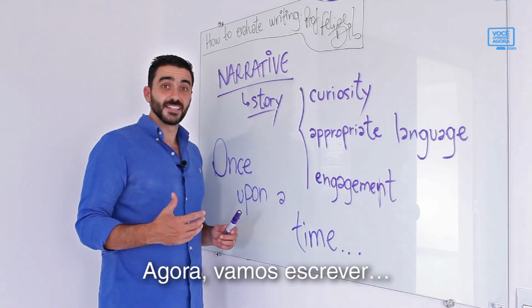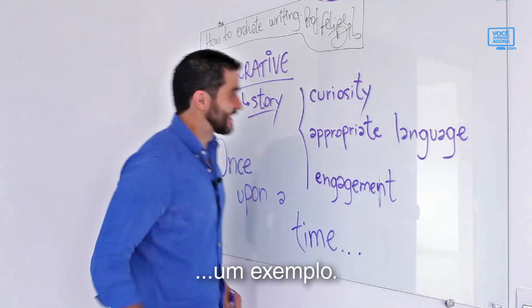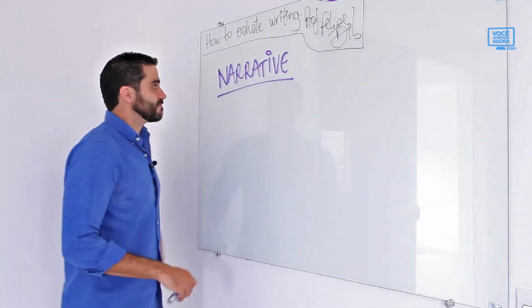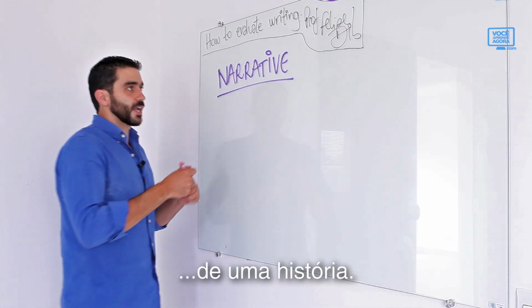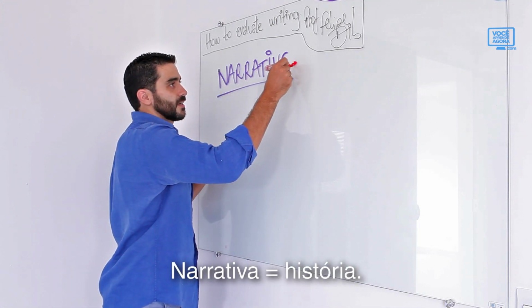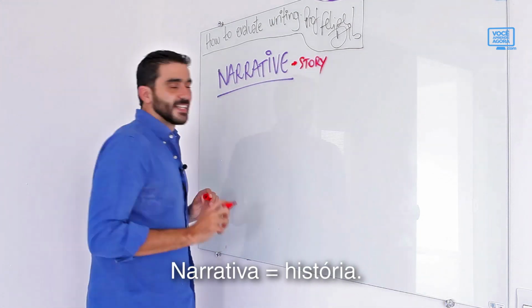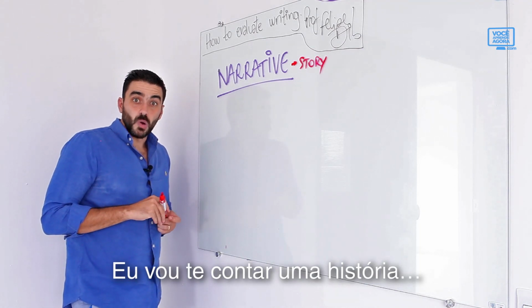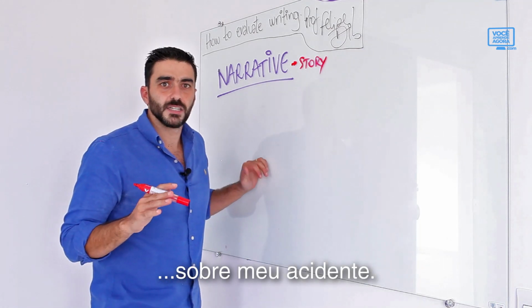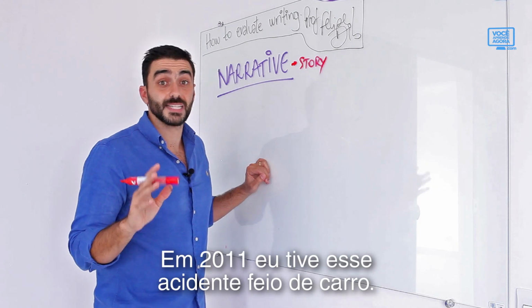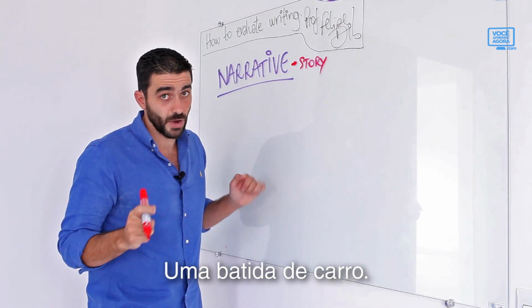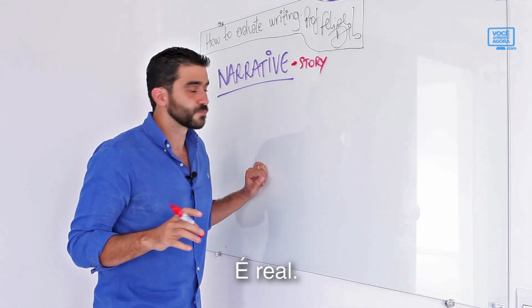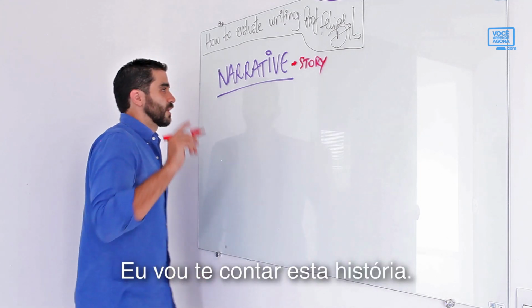Now let's write one example. Let's write one example of a narrative, of a story. Narrative is a story. I'll tell you a story about my accident. In 2011, I had this very bad accident, car crash. It's real. I'm gonna tell you this story.